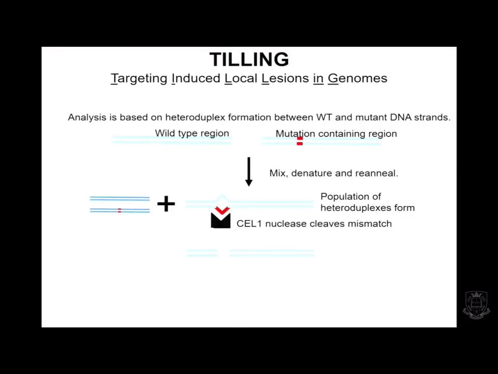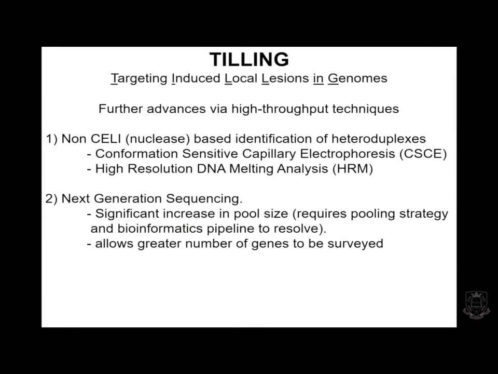And the probability is that if you have a lesion somewhere and you introduce the wild-type region as well, you will get heteroduplexes formed. And heteroduplexes can be recognised by a particular nuclease called SAL1, which will cleave them. And what you'd do is then you'd analyse all of your products in this way. Very labour intensive. So you can imagine that now there are faster ways of doing this. So you don't need to rely on this nuclease, this method.